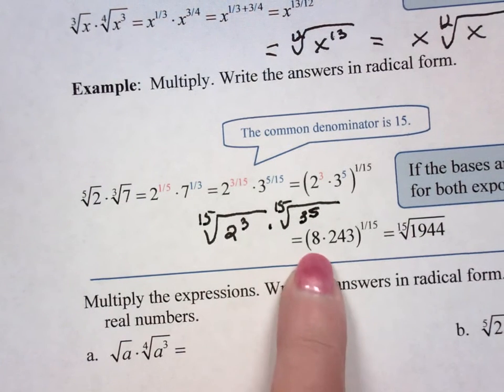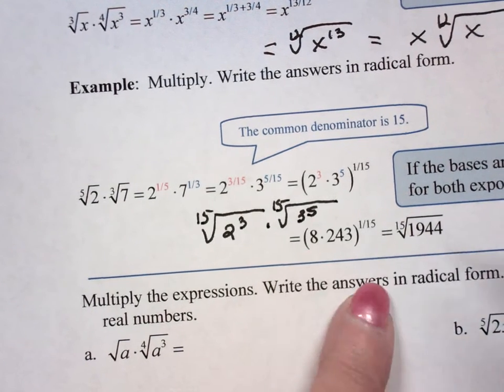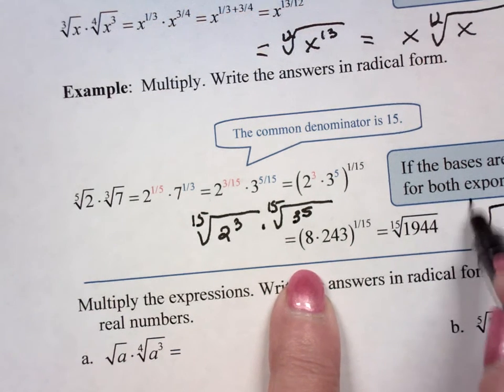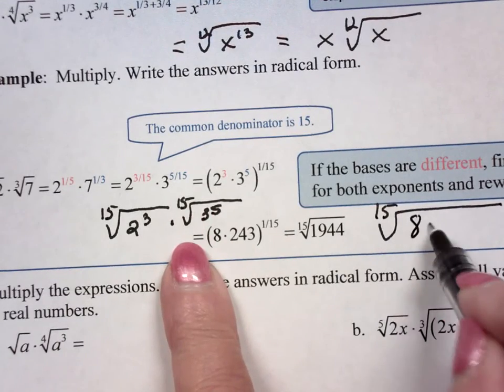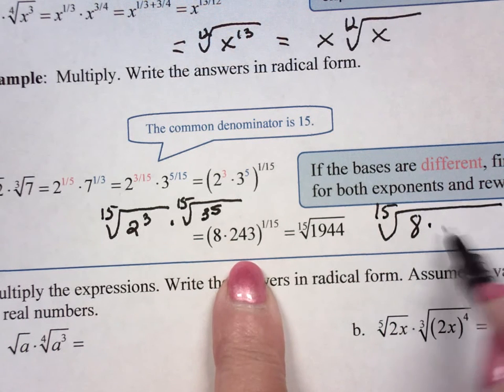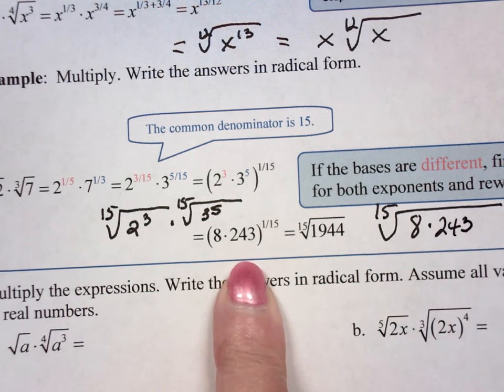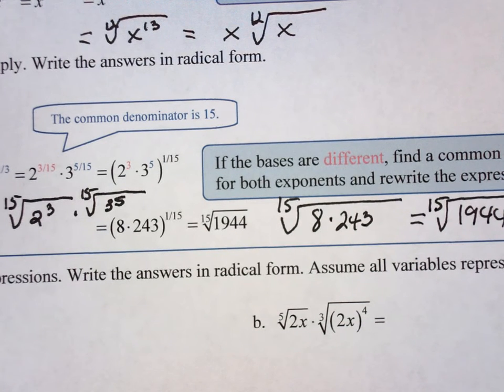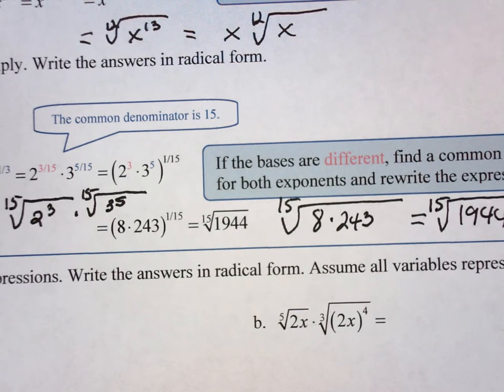Now do they have the same index? Yeah, you can bring them under a single radical, which is what they did here. This becomes the 15th root of 2 cubed, which is 8, times 3 to the 5th, which is 243. Now you multiply them together and you can see they got the 15th root of 1944. I'm not quite sure why you'd ever want to do that, but just in case you do. I can bring them together if they don't have the same index by making them the same index.